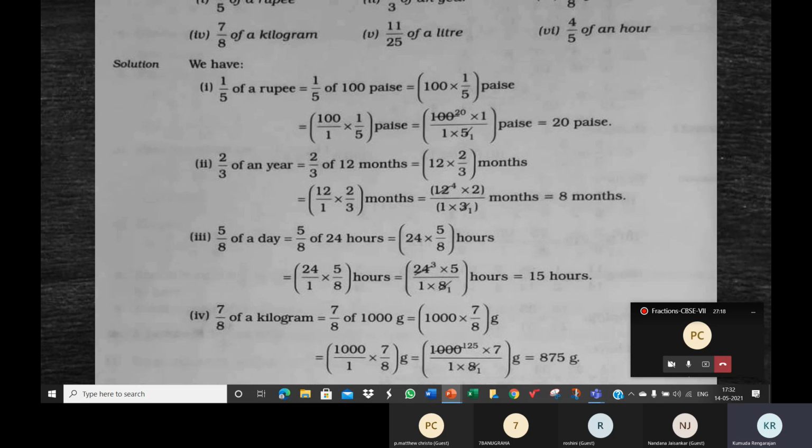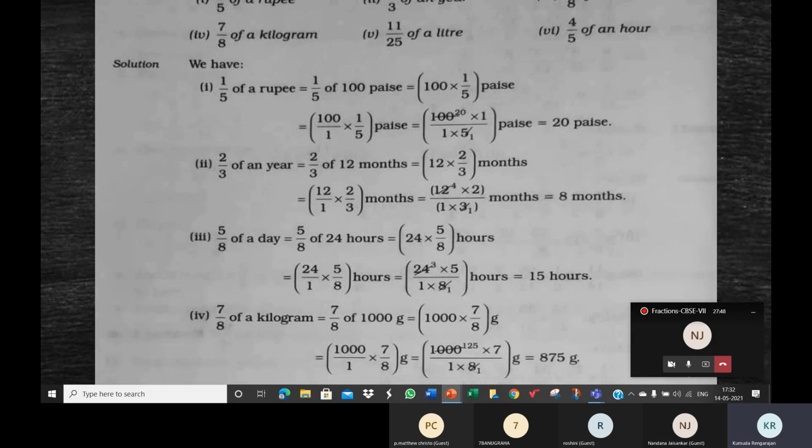What is 1 liter equal to? 1000 ml. 1000 milliliters. Very good. 1 liter is equal to 1000 milliliters. What is 1 meter equal to? 100 centimeters, ma'am. 1 meter is equal to 100 centimeters.